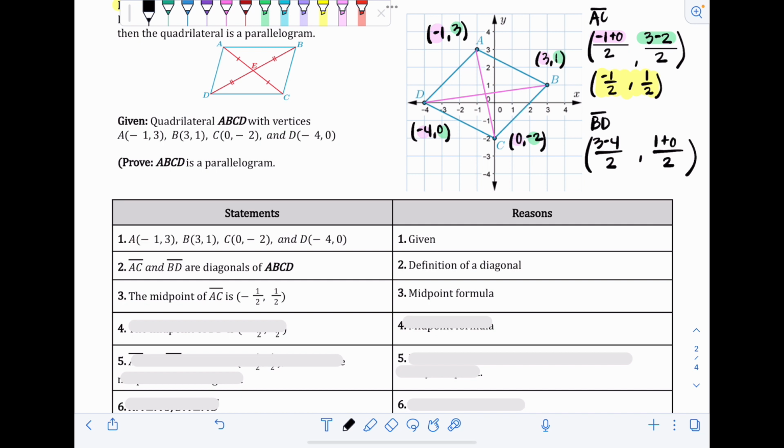So for our x's, it's 3 minus 4, so -1 over 2, -1/2. And then for our y's, it's 1 plus 0, so 1 over 2, so +1/2. So the midpoint of BD is (-1/2, 1/2). If we didn't get the same midpoint, then we would probably be in trouble, but we did, so we're on the right track. So 4 is the midpoint of segment BD is (-1/2, 1/2). And the reason here is that we just use the midpoint formula. So that's our reason.